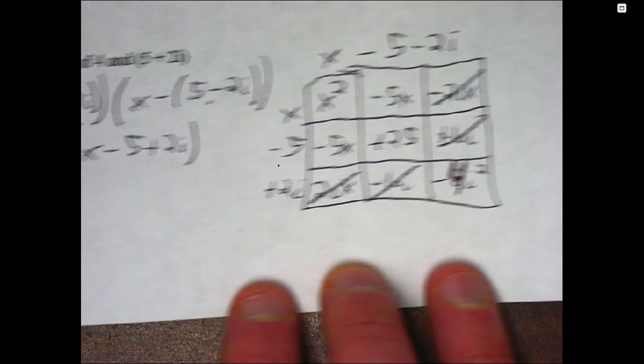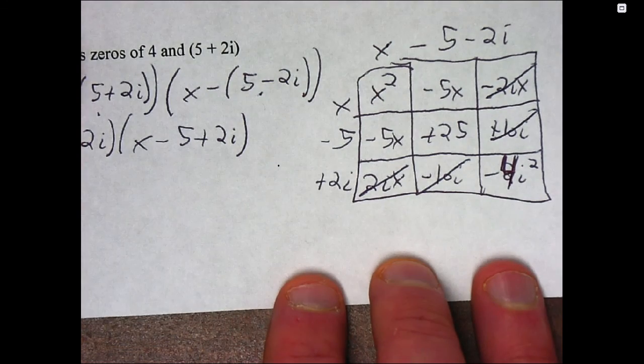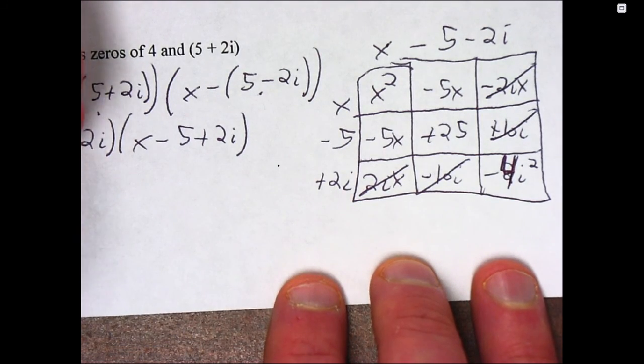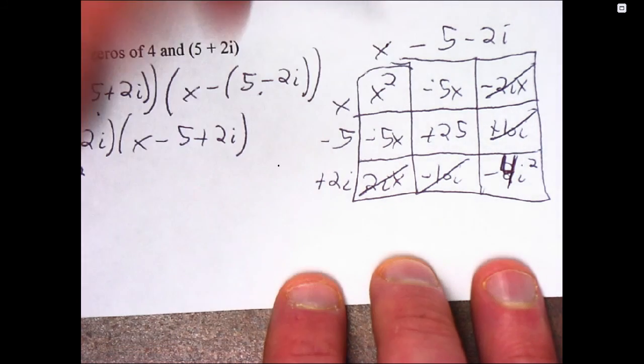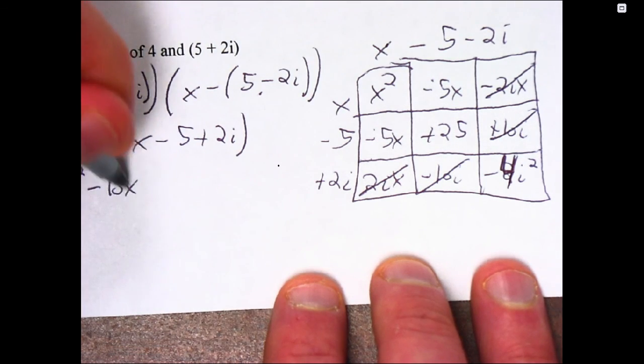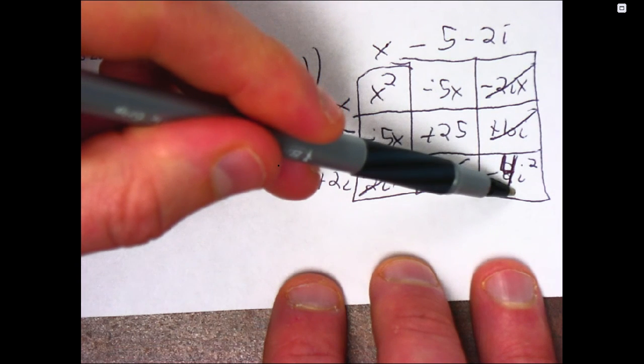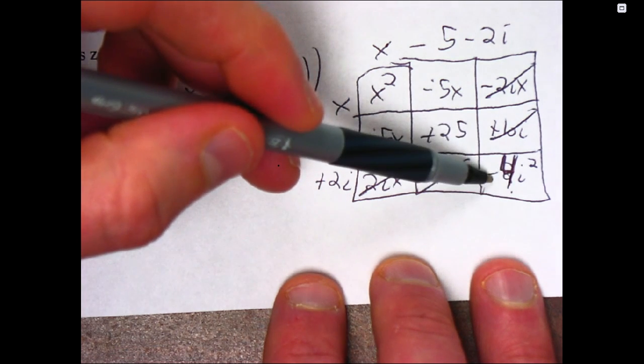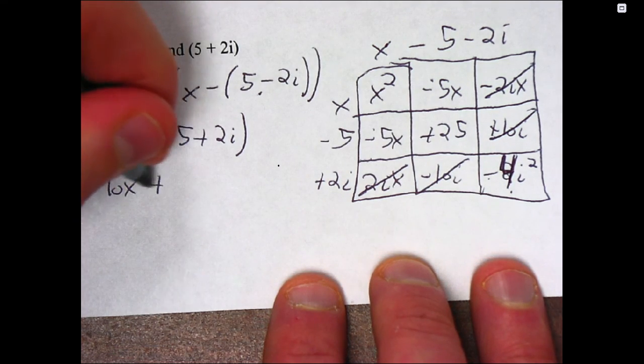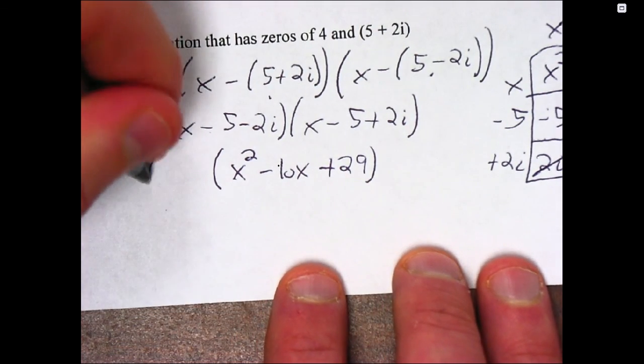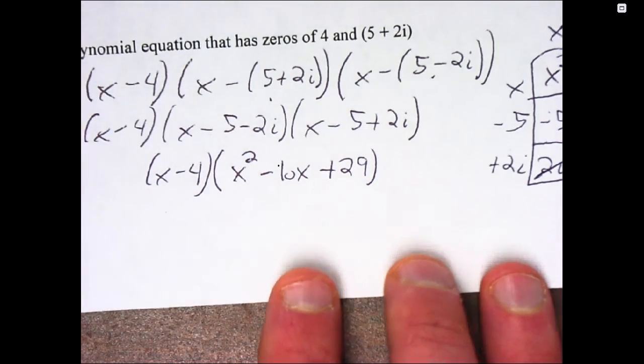And so now when I put those boxes together, I'm going to have an x squared, 5x and 5x give me minus 10x. And then this one becomes negative 1 times negative 4 is positive 4, so it becomes plus 29. And don't forget that x minus 4 is still sitting there.